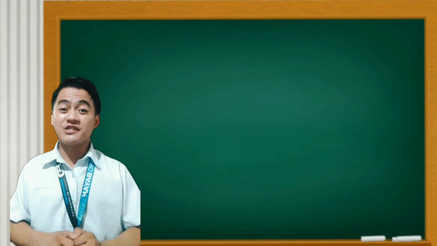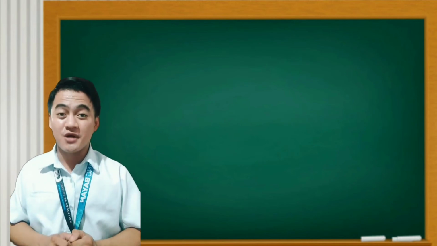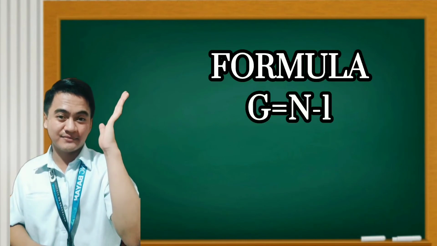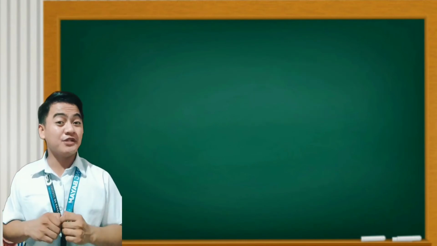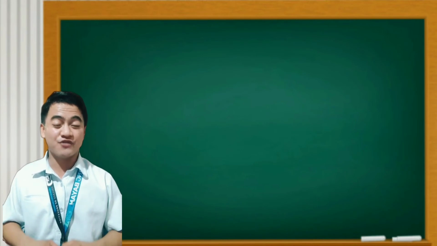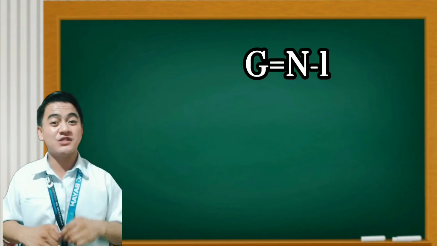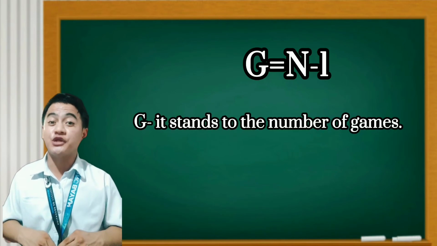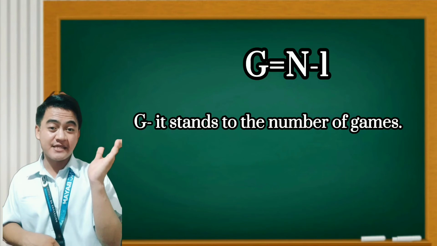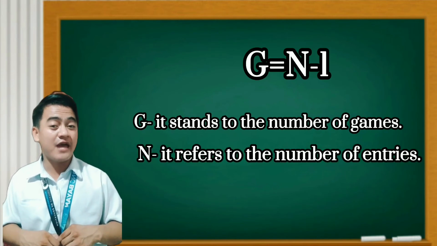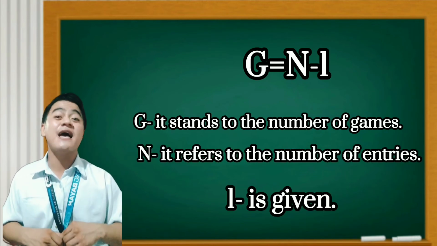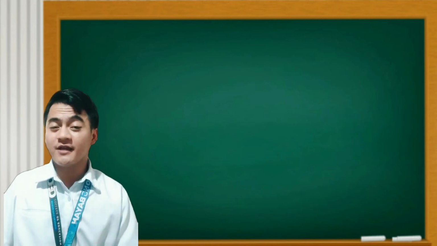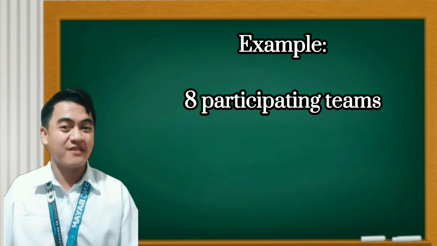Alright, so these are the following that we need to consider. First is to know the formula. In computing the number of games, we are going to use the formula G equals N minus 1, where G stands for the number of games, N is the number of entries, and 1 is the given. Let's say, for example, there are 8 participating teams.